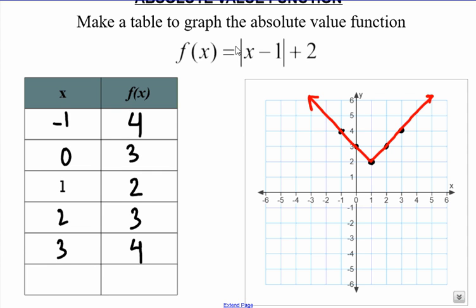The reason why is because the number out front is still a 1. The steepness is still a 1. The only thing that happened is the vertex got changed. It got shifted right 1 and up 2, and that's what happened to this guy. It got shifted right 1 and up 2.